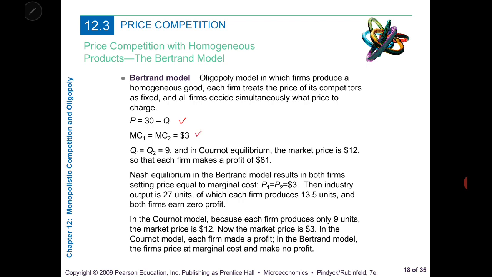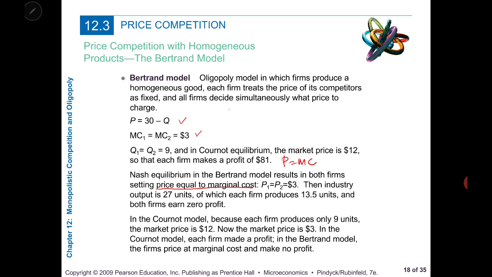Okay, so what do you think will be the Nash equilibrium in this situation? The Nash equilibrium is simply P equals MC. So it's a quick answer, right? P equals MC, P1 equals P2 equals 3. And why is this so?